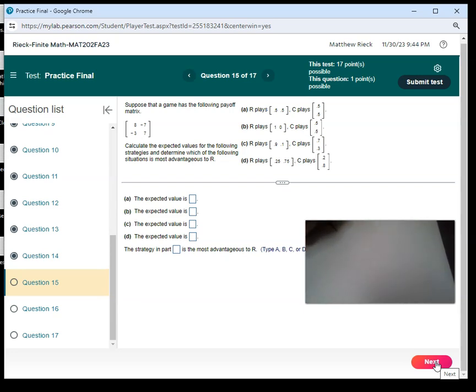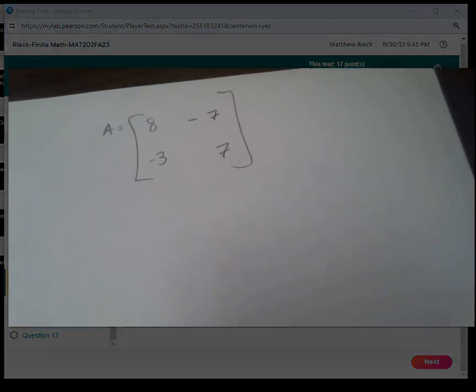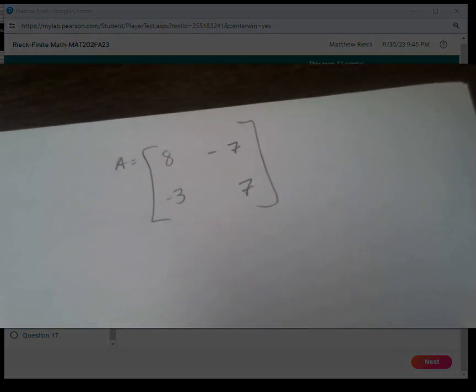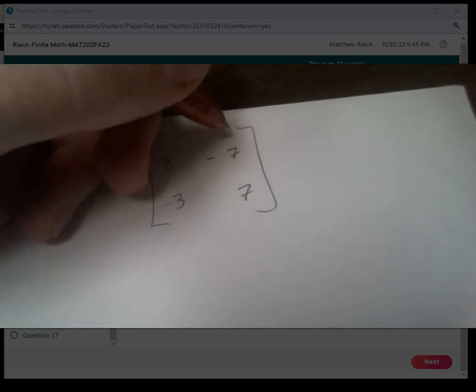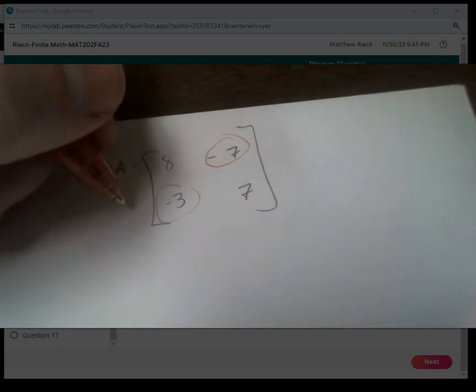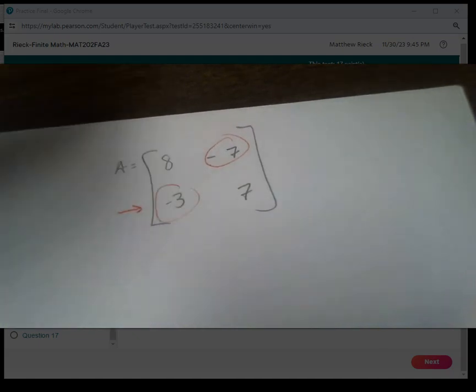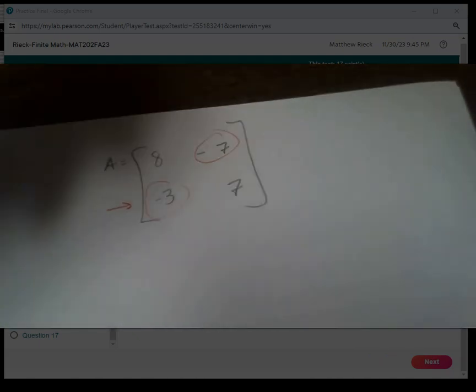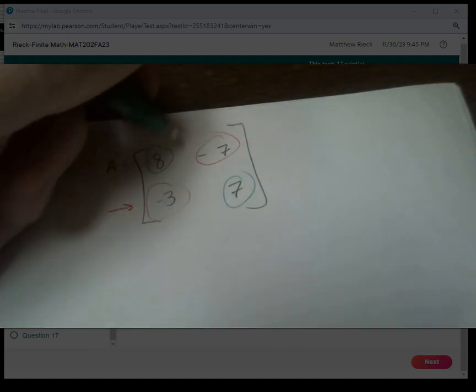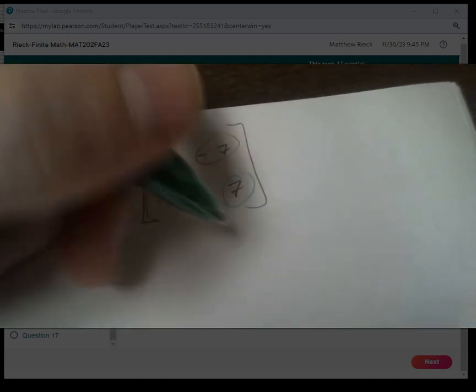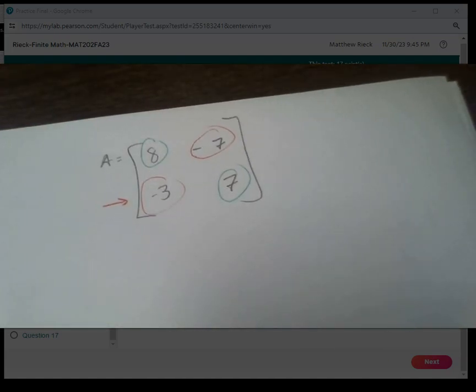So you have the payoff matrix. I'm just going to call this A. It is 8, negative 7, negative 3, 7. Again, if it was strictly determined, the row player would choose the smallest element in each row and pick the one for which that is as large as possible, and the column player would pick the biggest element in each column. You see how we don't have one that's circled both red and green, so this is non-strictly determined.